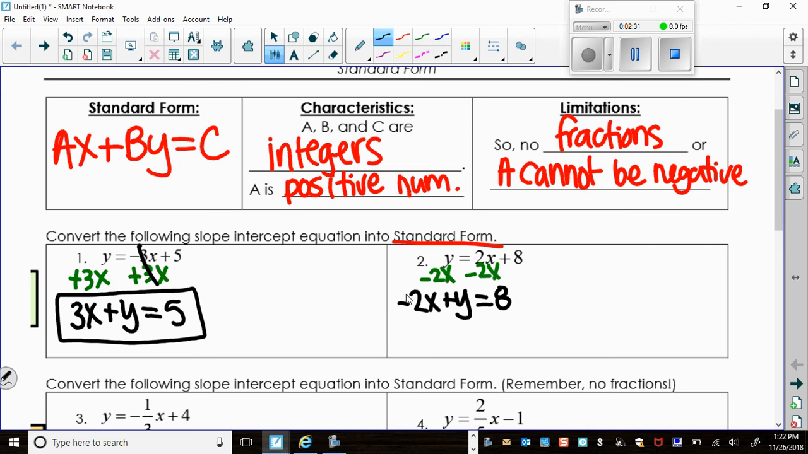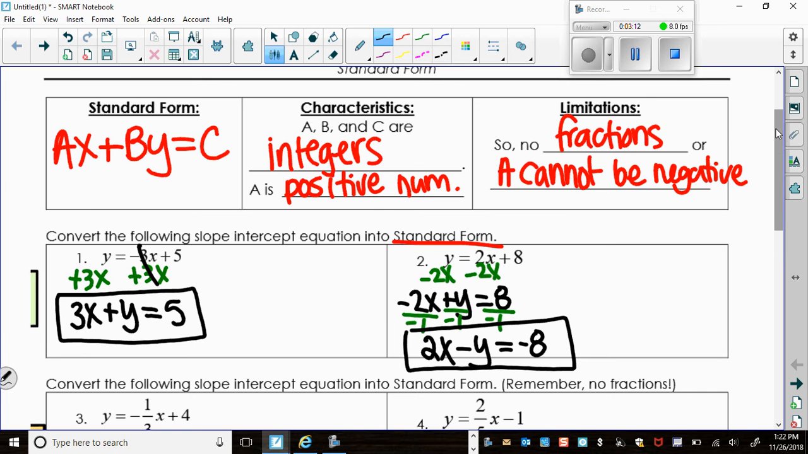Notice how I have a negative 2 as my a, my coefficient for x, and I cannot have a be negative. That is a limitation. So in order for me to get rid of that negative, I have to divide everything by negative 1. You have to keep the equation balanced. So if you are dividing the first term by negative 1, you have to do it for every single term afterwards. So my final answer is 2x minus y equals negative 8. Okay, so that's my answer in standard form.